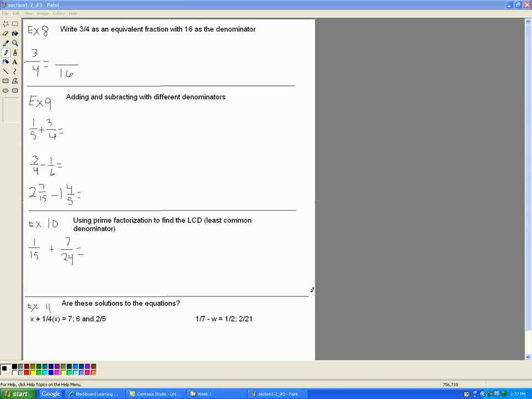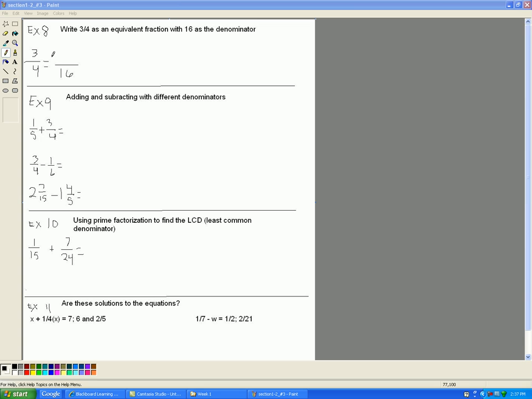Okay, now we're going to go ahead and work on just more fraction operations, and then we're going to get into a little bit of the things we covered in section 1.1. It's important to know, we're working on example 6 now, and they're asking us to write 3/4 as the equivalent fraction with 16 as the denominator. So we write 3/4 equals, because it's an equivalent fraction, so it has to be equal, and they're saying 16 is our denominator, so we have an unknown up here.